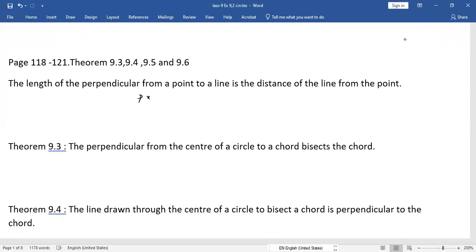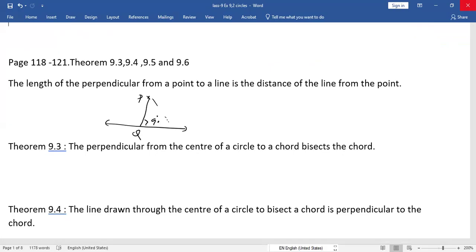Distance means, see, here is another line, another spot is there. What is the distance? Distance is not this one. Distance means perpendicular. It will be 90 degrees. Always remember that. The length of the perpendicular from a point on a line to a line is the distance of line from that point.